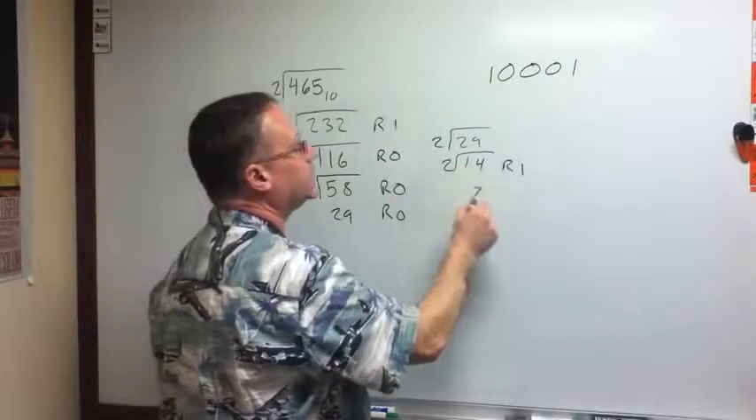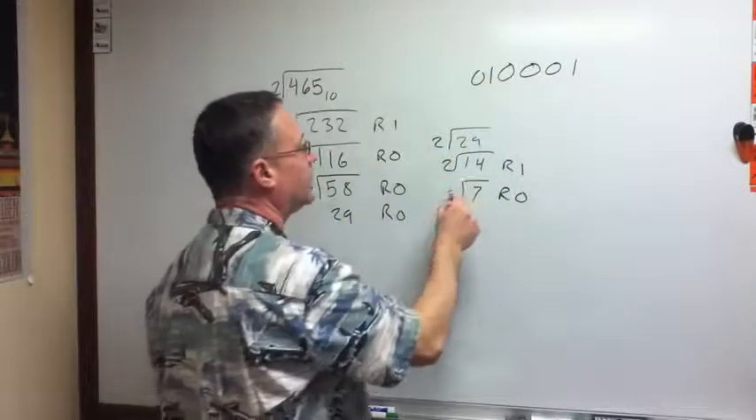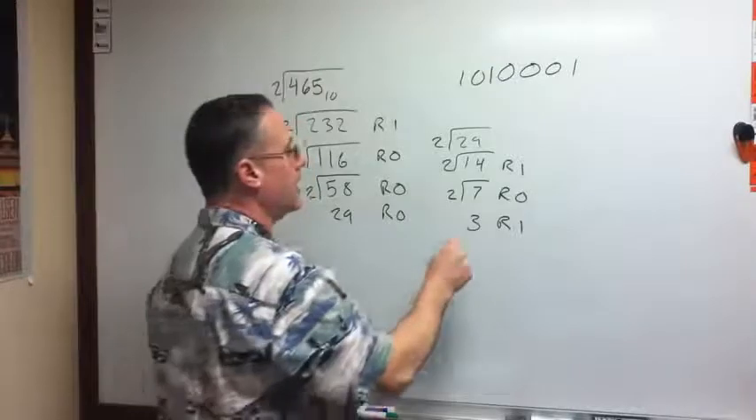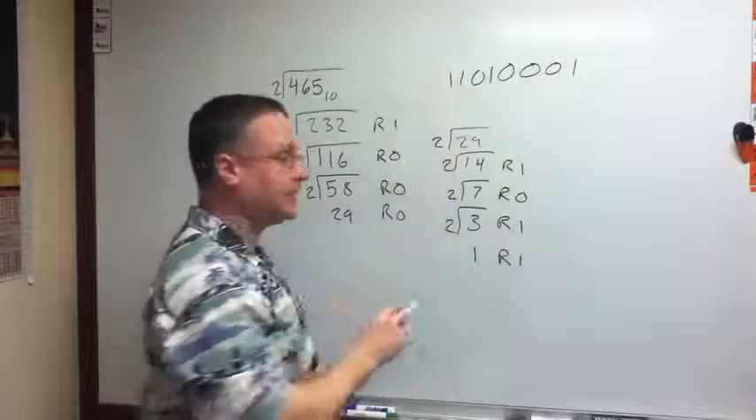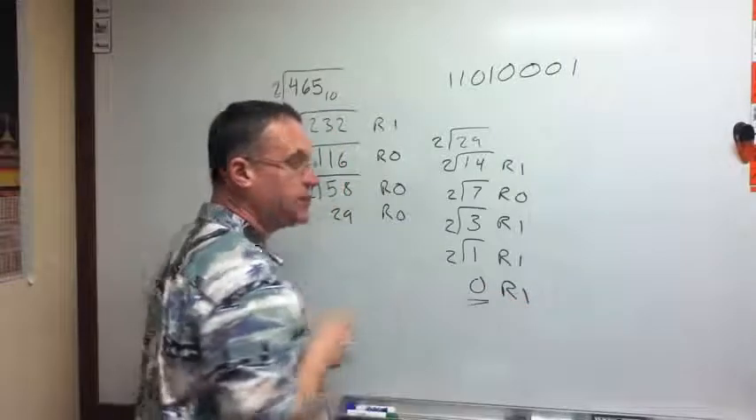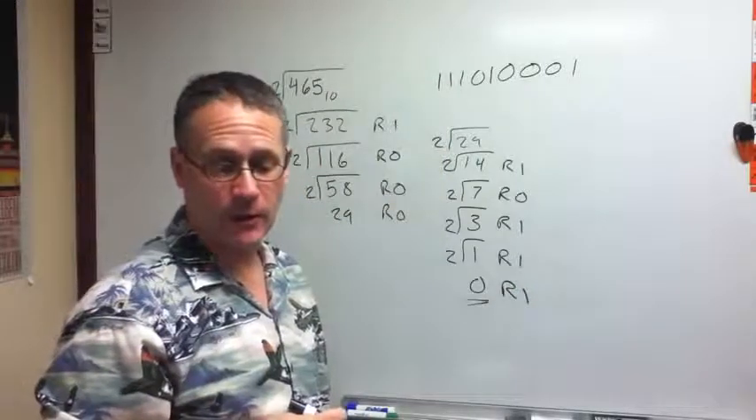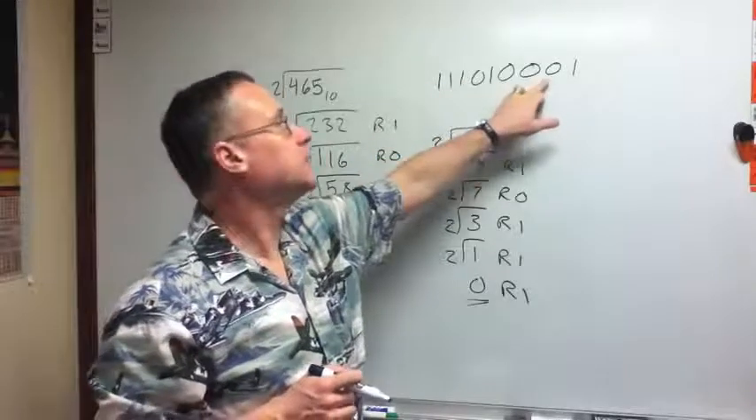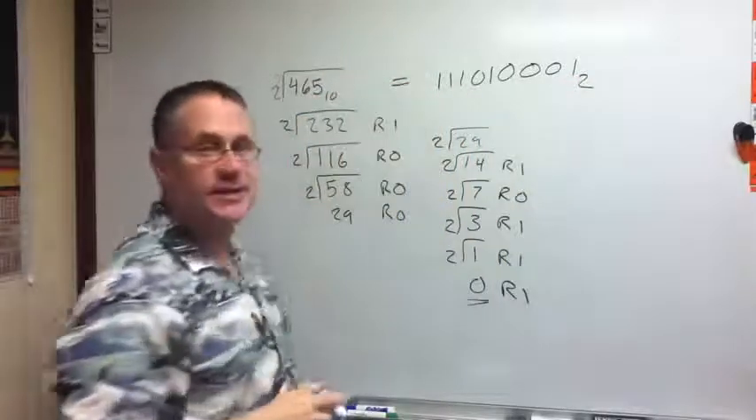Divide the 14 by 2, 7 remainder 0. Next bit is a 0. Divide the 7 by 2, 3 remainder 1 goes there. And divide the 3 by 2, 1 remainder 1. And finally divide the 1 by 2, and I get 0 remainder 1. And that's what tells me that I'm done with the process. This is my last bit that goes up there. So 1, 1, 1, 0, 1, 0, 0, 0, 1 is the binary equivalent of 465.